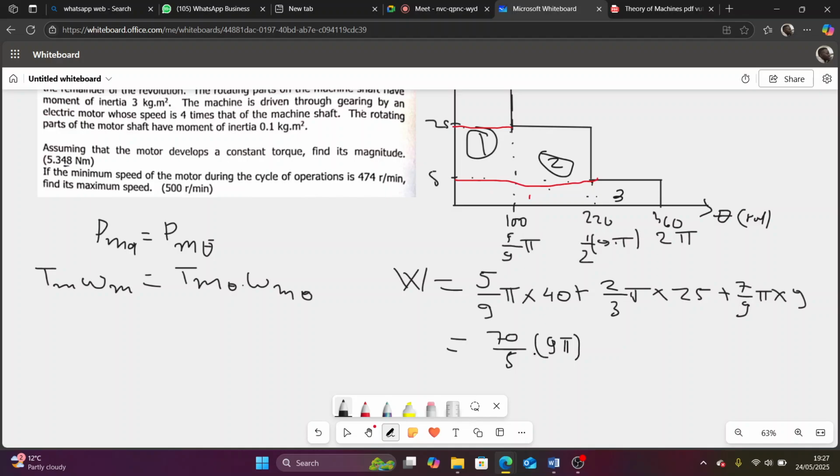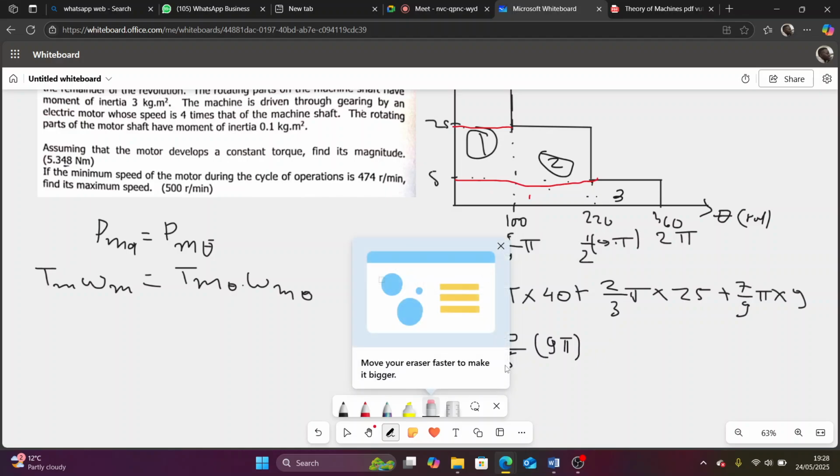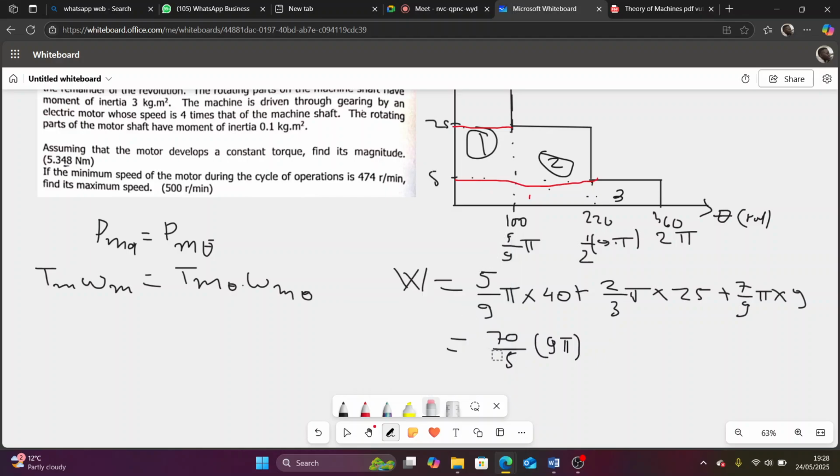No. It's 7 over 9, 5 pi. 7 over 7 over 9. 70 pi over 9 pi. Okay, not 5. So I put 9 here. Yeah. And then pi here. Yeah. Joule. Okay, what do we do from here?